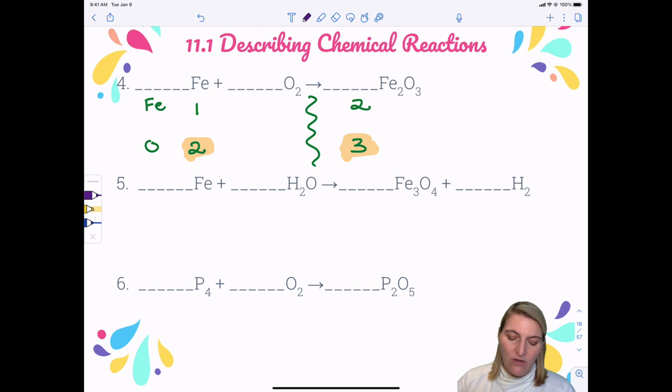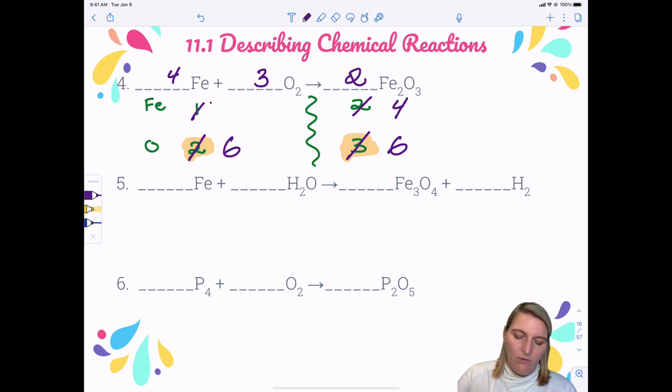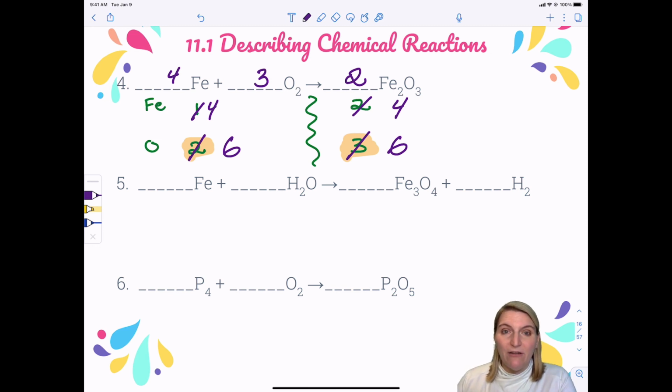How could I get 6 oxygen on the left? Well, I could multiply that guy by 3. How could I get 6 oxygen on the right? I could multiply that guy by 2. But that's going to change my iron to 4, and I could just simply put a coefficient of 4 there. Remember, iron was by itself, so if I leave iron to the end, it makes it really easy to balance.